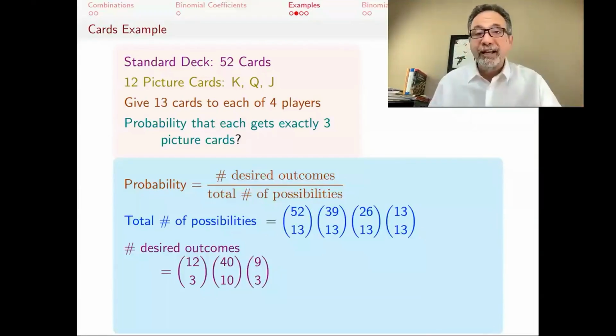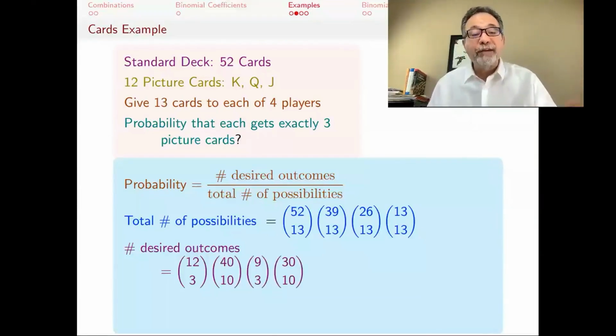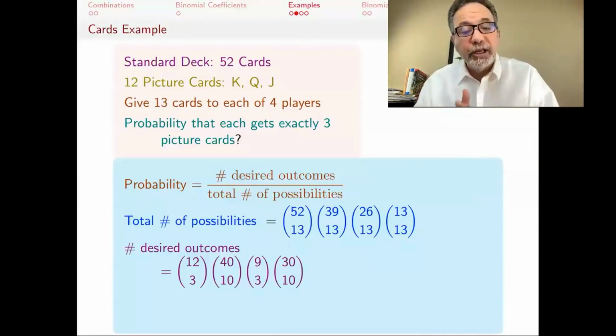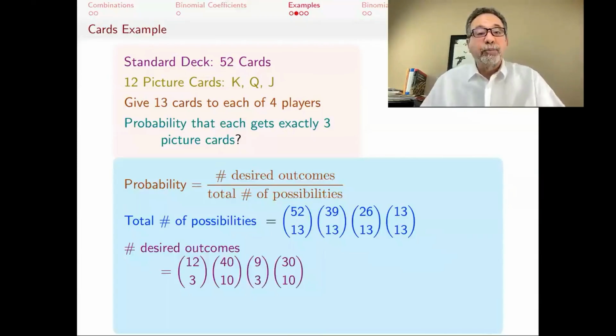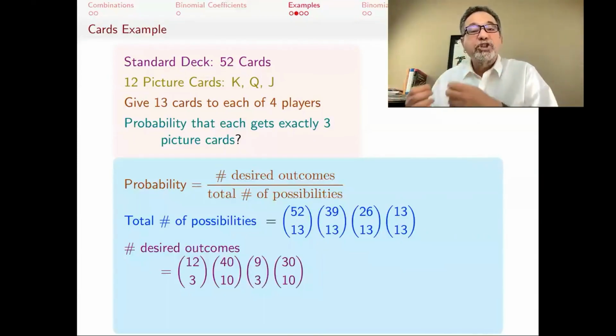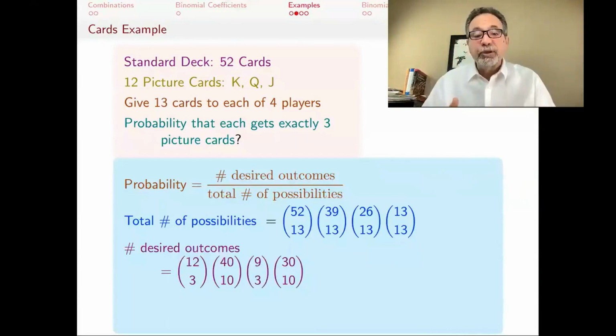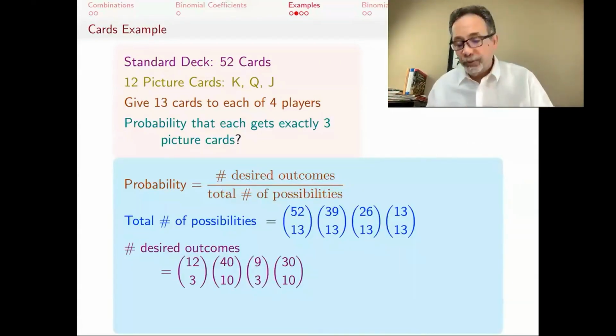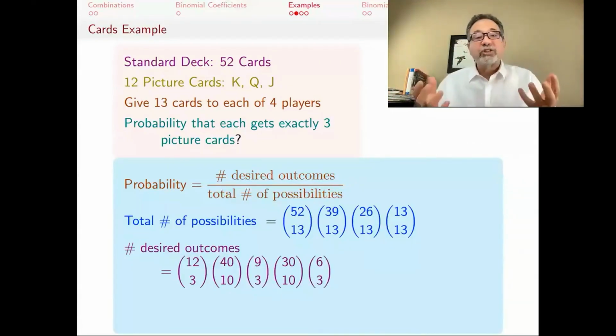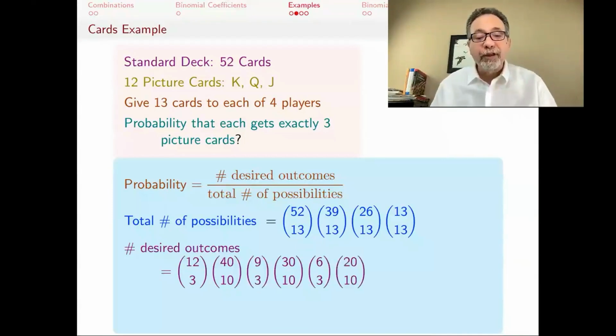We've already given 10 of the 40, so we have 30 left, and we have to pick 10 of those. For the second player, the total number of ways that we can give them cards so that they get exactly 3 picture cards is 9 choose 3 times 30 choose 10. And we're multiplying these. Now we go to the third player, do the same thing. 6 picture cards left, choose 3 of them. 20 non-picture cards left, choose 10 of them.